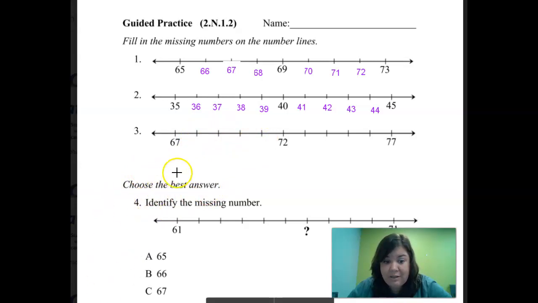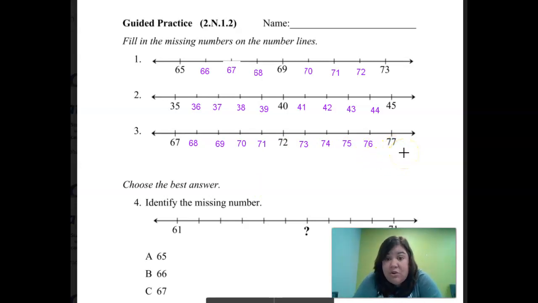What did you find? Was your first number 68? So yours should look like this. You should have written down 68, 69, 70, 71, and then 72 was given. That's how we know we're on track. 73, 74, 75, 76, 77.